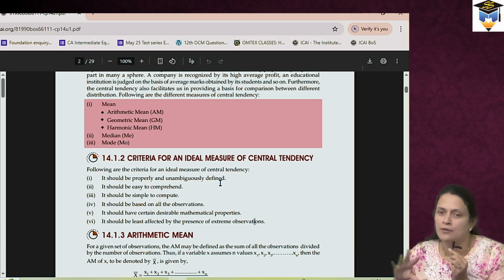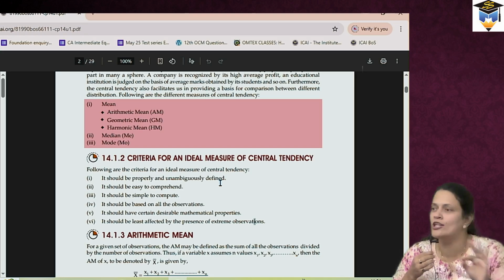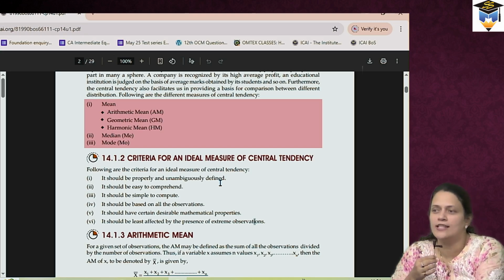It should be based on the number of observations. So basically, it has to be based on the number of observations. You are not supposed to consider any observation that is not there. You have to take only the observations that are given, not imagined observations from your mind.